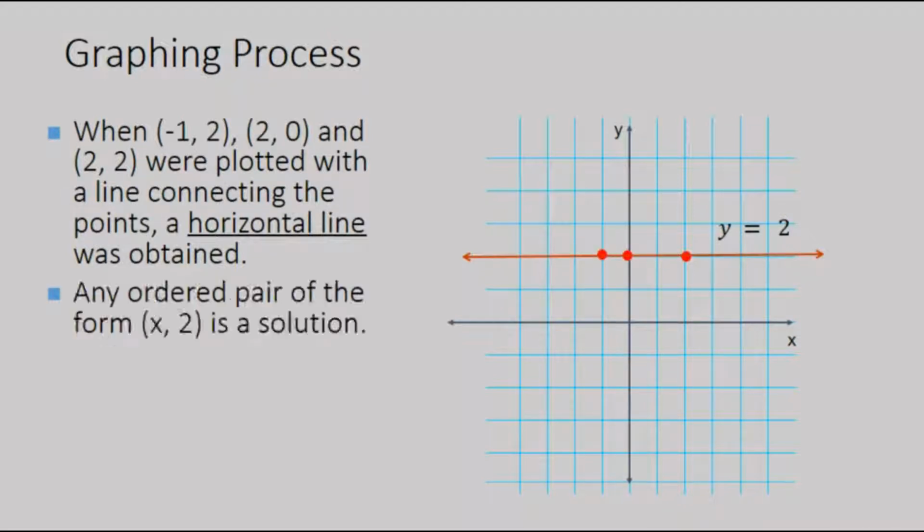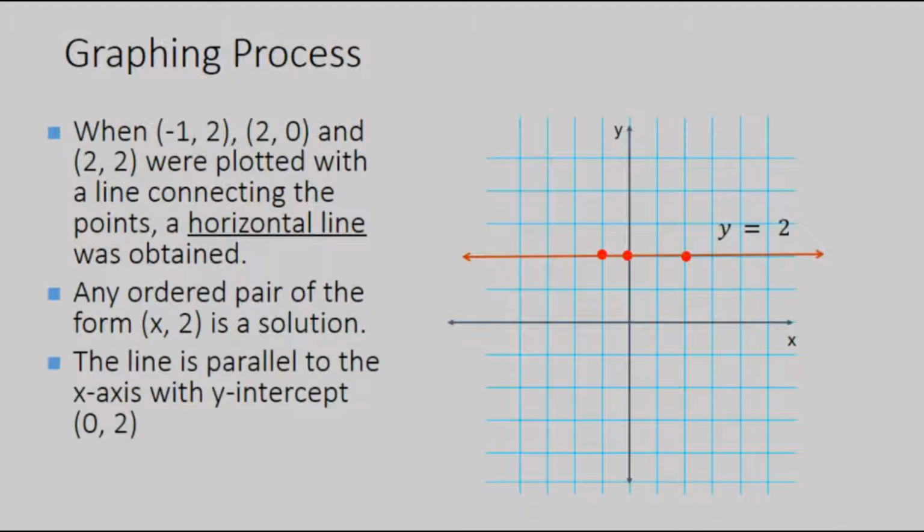And actually, any ordered pair of the form (x, 2) is going to be a solution, regardless of the x value. When the equation is y equal 2, we will always have a horizontal line and points that are lying on that line. The line, if we describe it, is parallel to the x-axis and has a y-intercept of (0, 2).